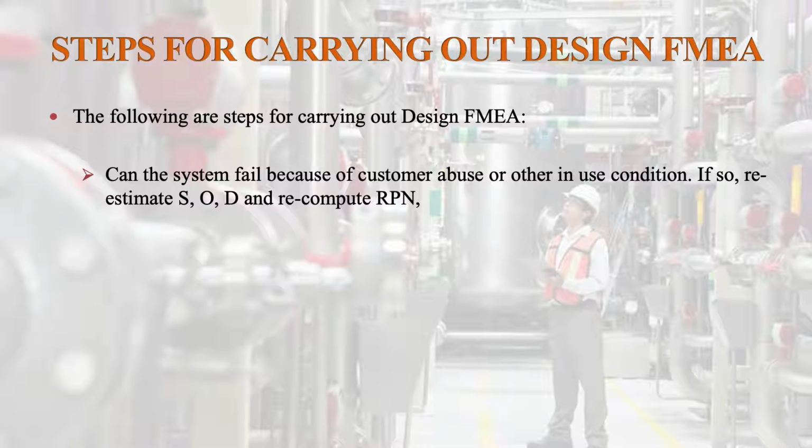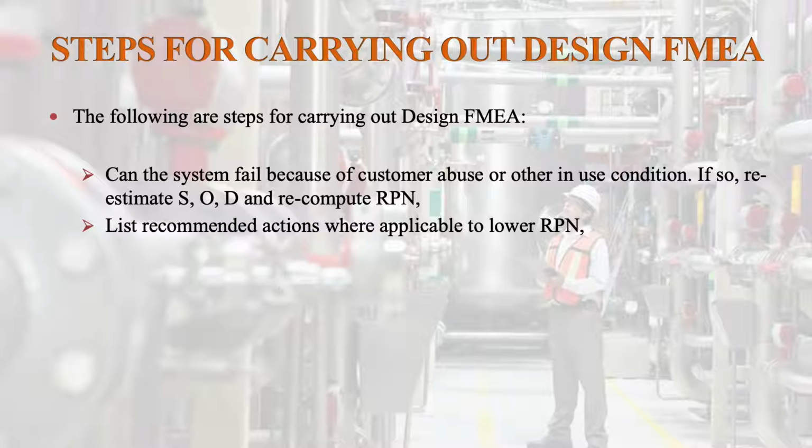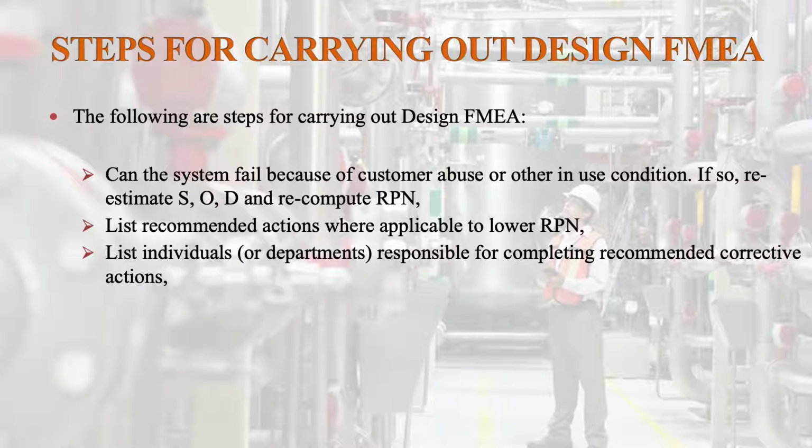Can the system fail because of customer abuse or other in-use condition? If so, re-estimate severity, occurrence, detection and recompute RPN. List recommended actions where applicable to lower RPN. List individuals or departments responsible for completing recommended corrective actions. So these are the various steps where one needs the information about the severity number, occurrence number, then detection number, so that the RPN can be calculated.